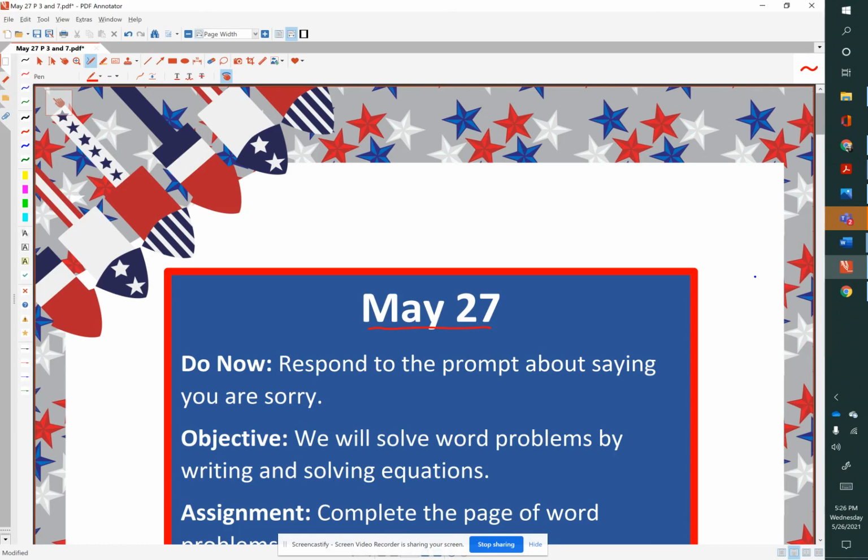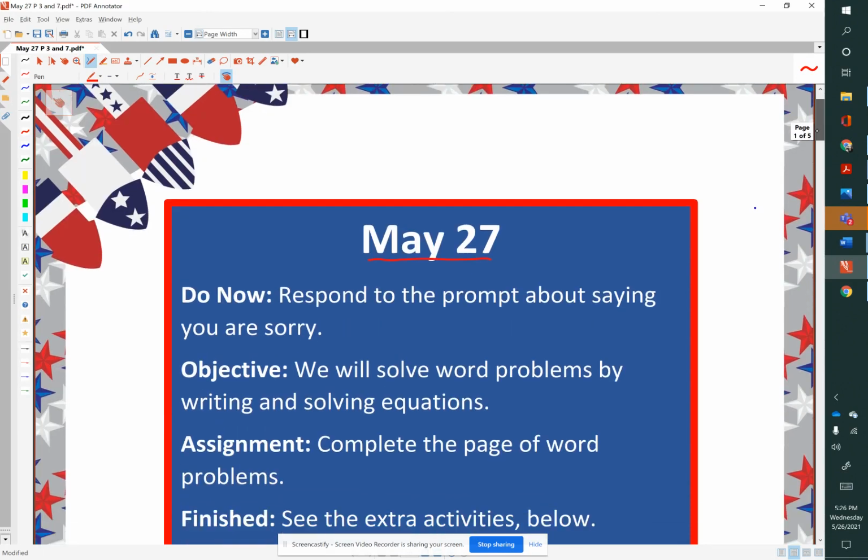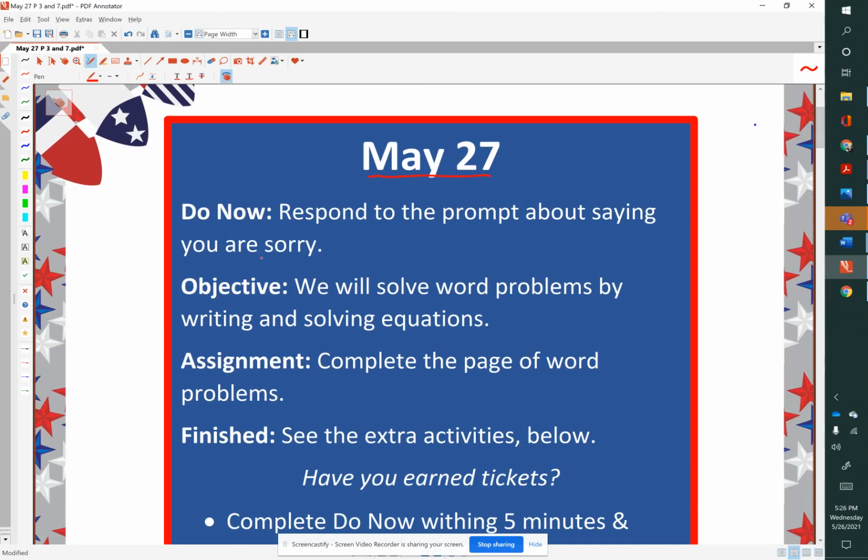We will start by responding to our do now. Our discussion of the day is about saying you are sorry. Oops, did something wrong. Have to say sorry. Our objective will be to solve more word problems, and we're going to write and solve the equations that we work with. Our assignment will be to complete the page of word problems assigned below.